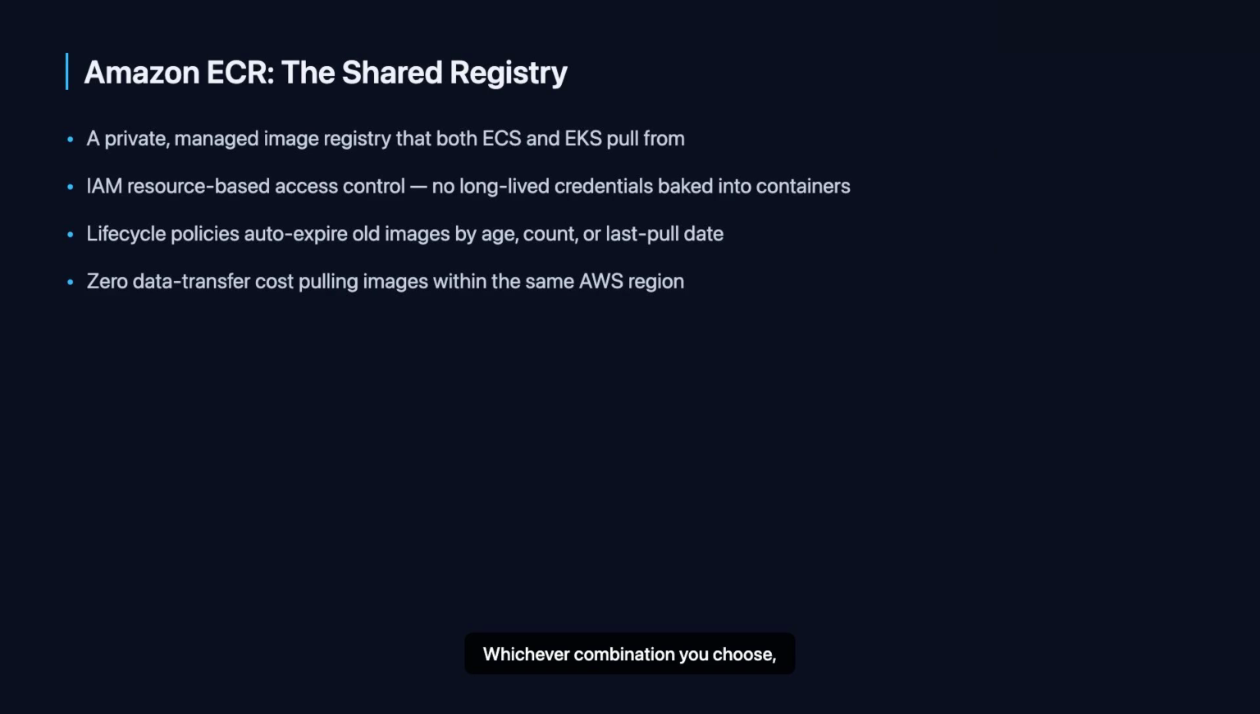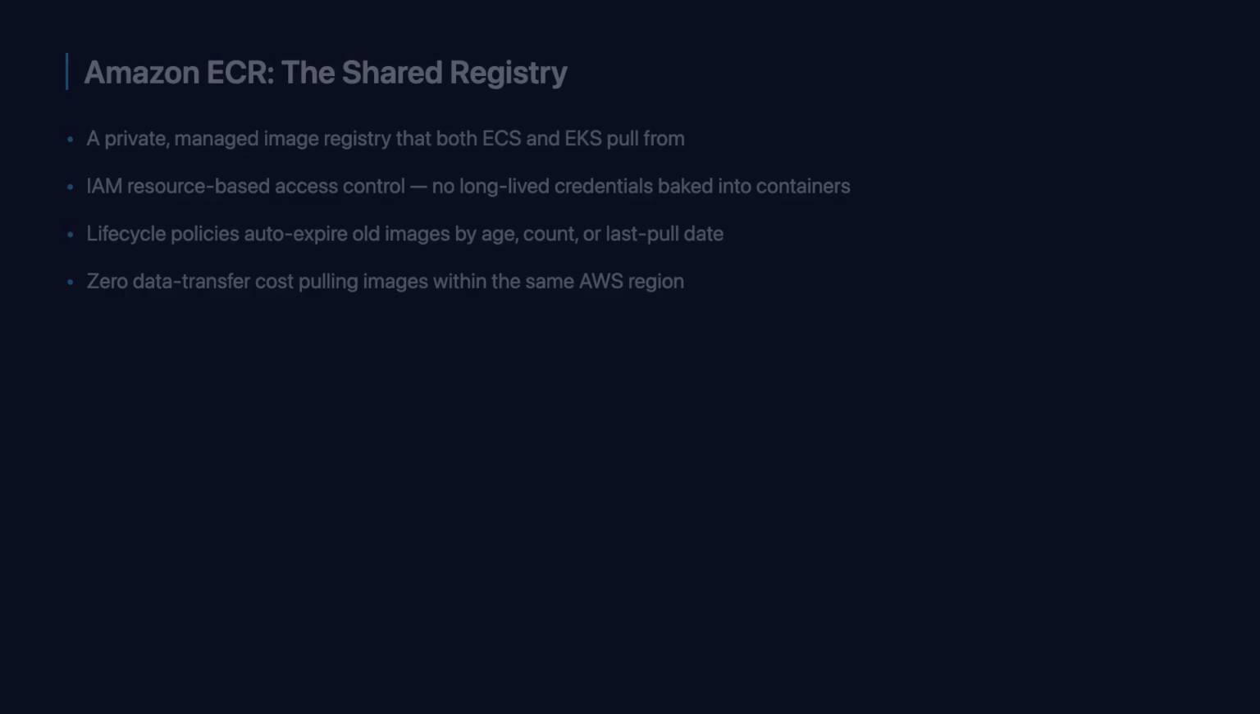Whichever combination you choose, the containers have to come from somewhere, and that's Amazon ECR. It's a private managed image registry that both ECS and EKS pull from. Access is governed by IAM resource-based policies, so there are no long-lived credentials baked into your containers. Lifecycle policies automatically expire old images by age, by count, or by when they were last pulled, so the registry cleans up after itself. And pulling images within the same Amazon Web Services region costs nothing in data transfer.